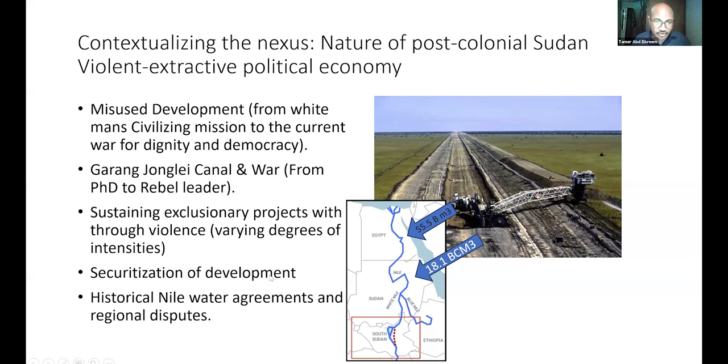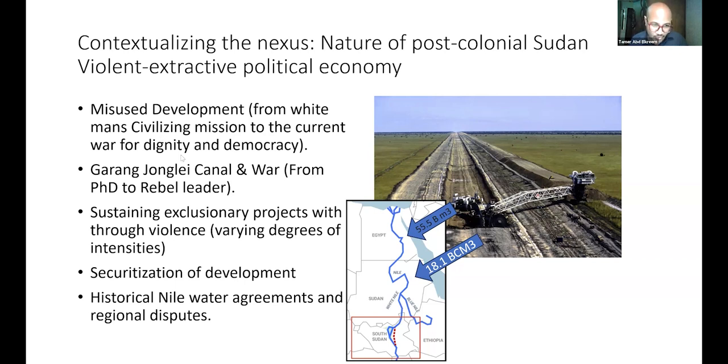And the story we want to draw from this is that sustaining exclusionary projects through violence with varying degrees. So the civil war erupted by 1983 and continued almost till the early 2000s. This also has to do with a phenomenon that we can call securitization of developmental questions. When marginalized people ask for more inclusive political conditions or more inclusive developmental policies, those demands are met by highly securitized measures, and that escalates the resistance into civil war, the civil war into genocidal war, and the genocidal war into separation, and this existential problem of post-colonial Sudan.